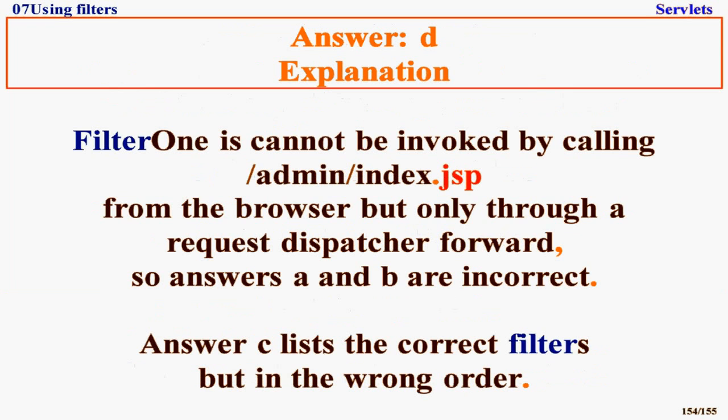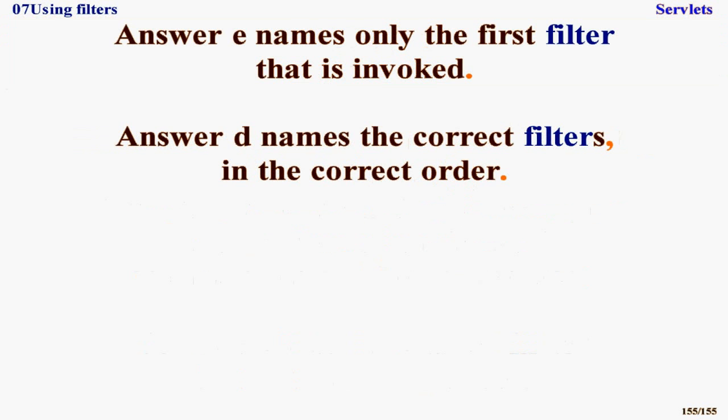Answer D. Explanation: FilterOne cannot be invoked by calling admin/index.jsp from the browser but only through a request dispatcher forward, so answers A and B are incorrect. Answer C lists the correct filters but in the wrong order. Answer E names only the first filter that is invoked. Answer D names the correct filters in the correct order.